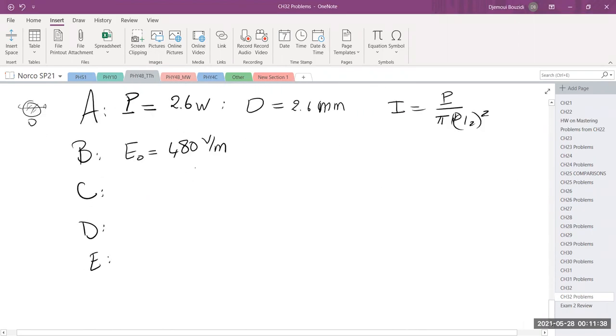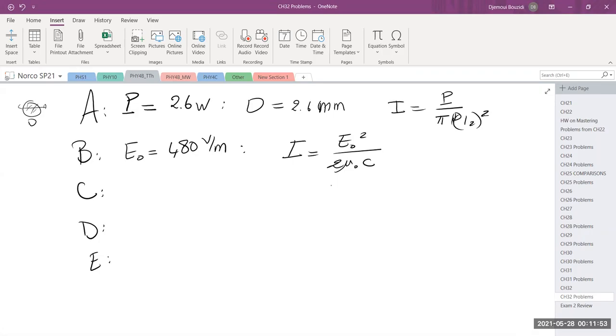So in this case, as a technician, I'm going to take this electric field, square it, and divide it by 2 mu naught C. C is the speed of light, it's constant, 300,000 kilometers per second. I have to use it in meters, so 300 million meters per second. Mu naught is 4 pi times 10 to the negative 7. And E naught is given, 480 volts per meter. So all I have to do is square this thing and I'm in business. So this is easy too, okay?